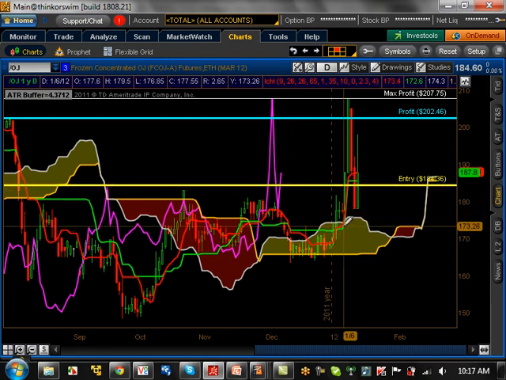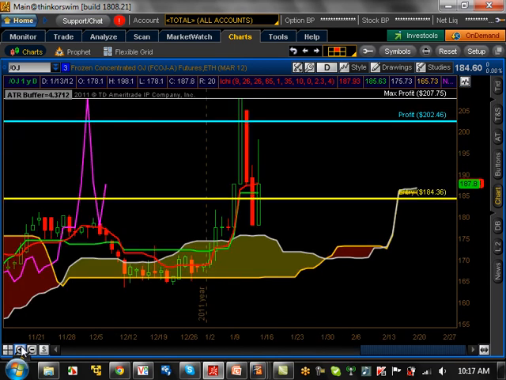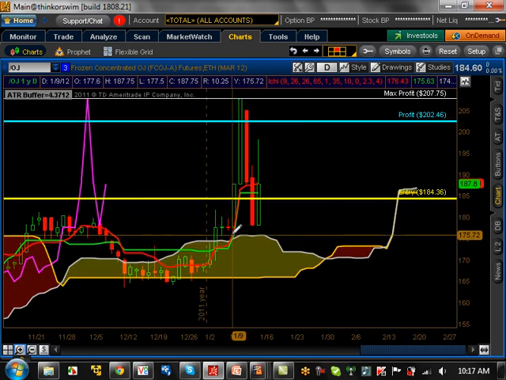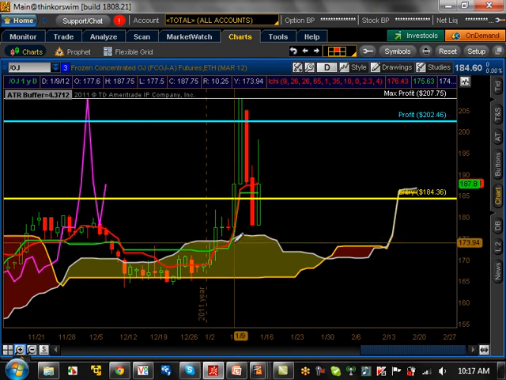Our stop is always this green line, which is kind of hard to see, so let me zoom in. It's the green line minus a couple of points. So our entry is there. Our stop was somewhere right around here, okay? Right below that green line, so probably right around here.